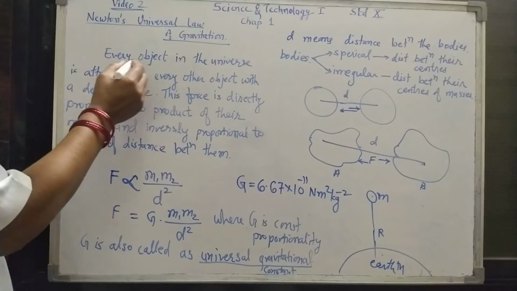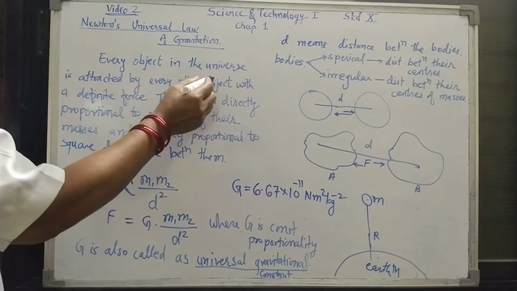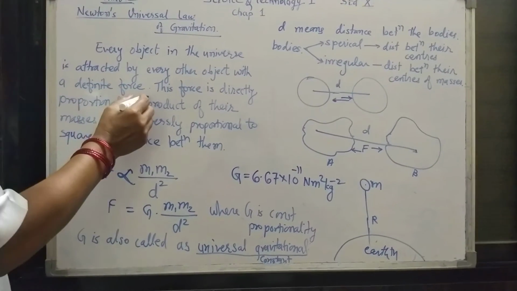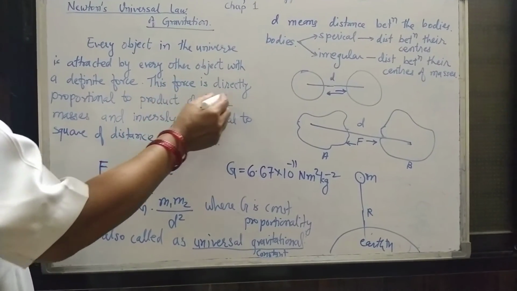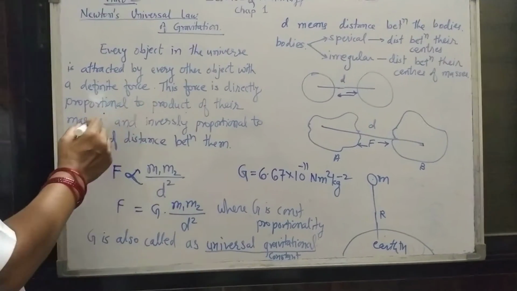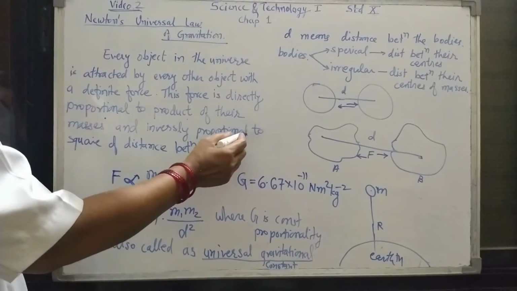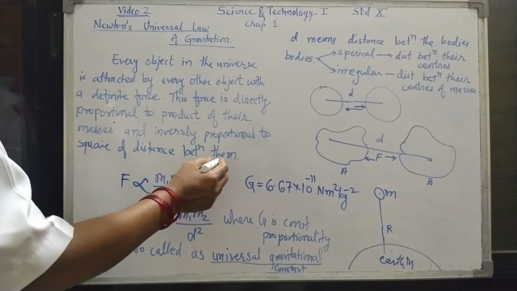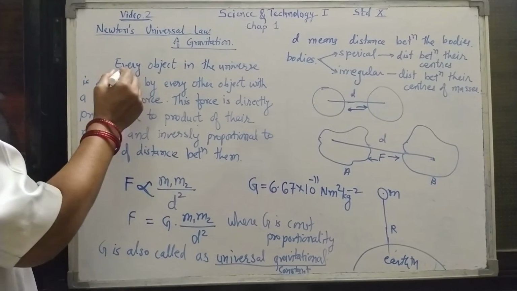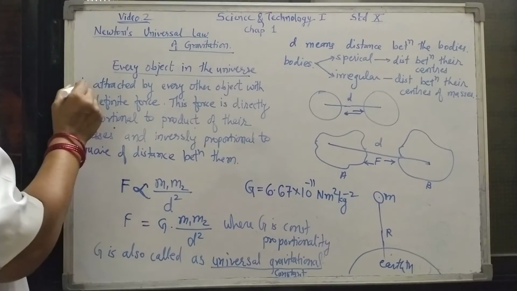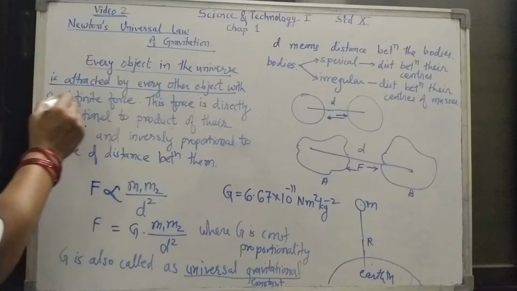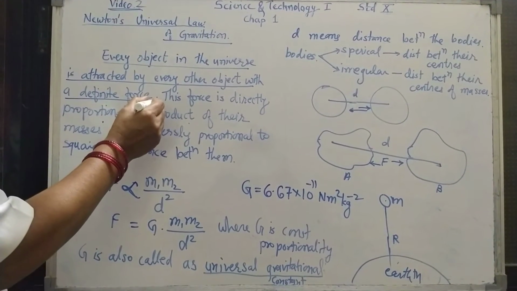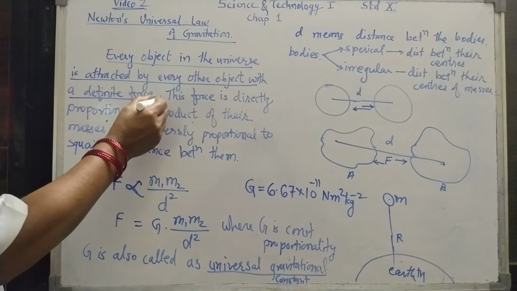Now in this law, he told us that every object in the universe is attracted by every other object with a definite force, and this force is directly proportional to the product of their masses and inversely proportional to the square of the distance between them. What I want to tell you is that every object in the universe is attracted by every other object with a definite force. But what is that force actually, or what is the quantity of that force?